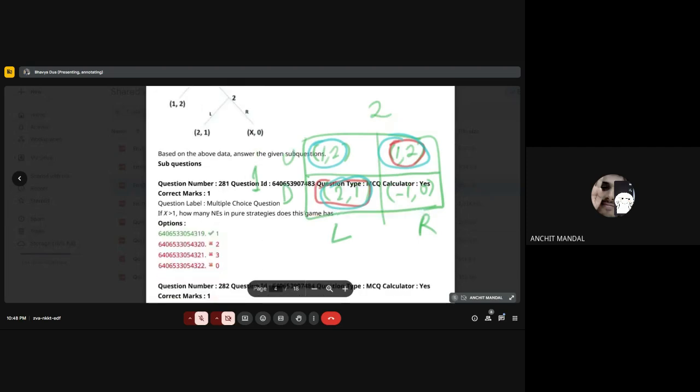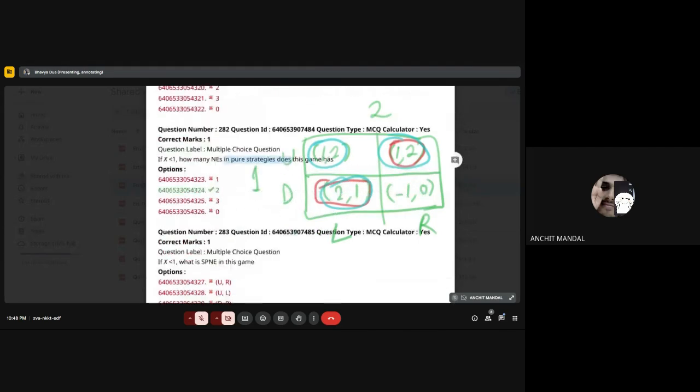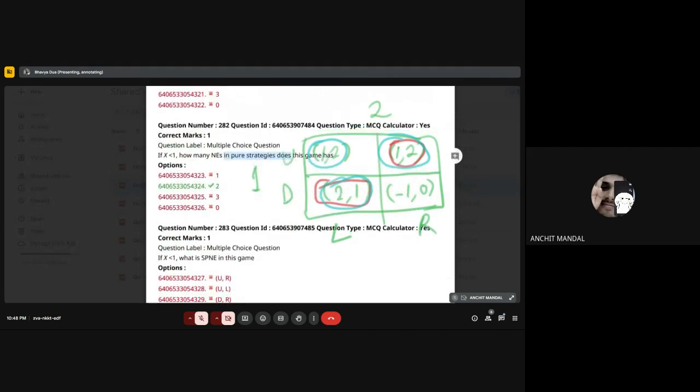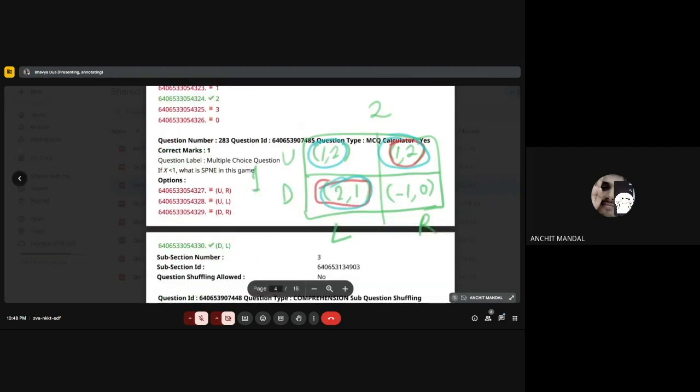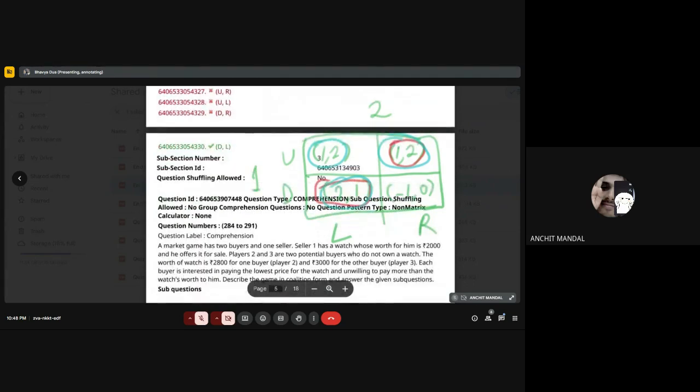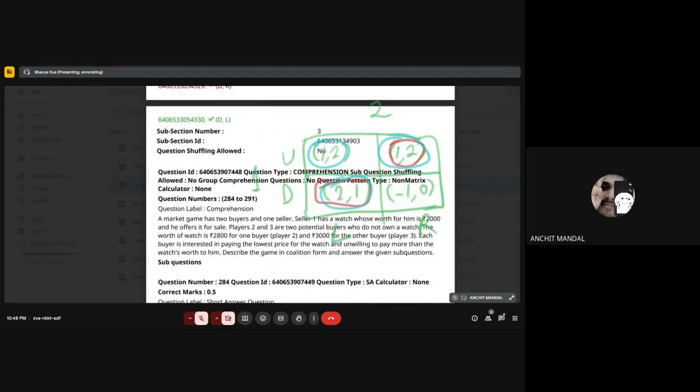Like if this, we can just substitute the values and figure it out. If X is less than 1, the subgame perfect Nash equilibrium that we calculated is D, comma L, sorry. Easy enough. Same question, he just added a 0: 2800, 2000, 3000. Okay. Now we'll get 20,000, 28,000, and 30,000 going by the pattern.